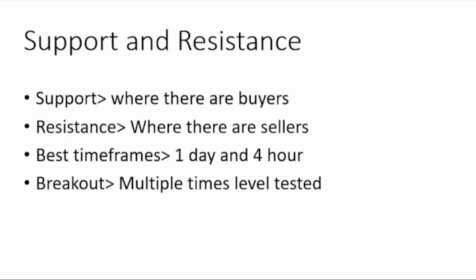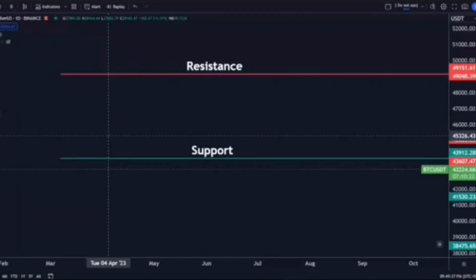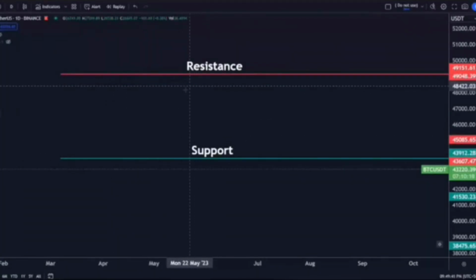On which time frame do you identify these levels? 1-day and 4-hour frames. Let's look at the chart. Here's the support level, here's the resistance level. How does the price behave? It behaves like this.